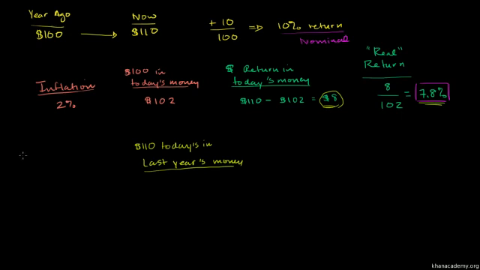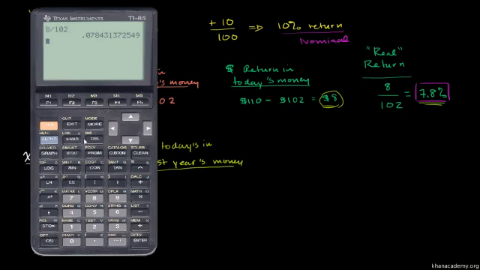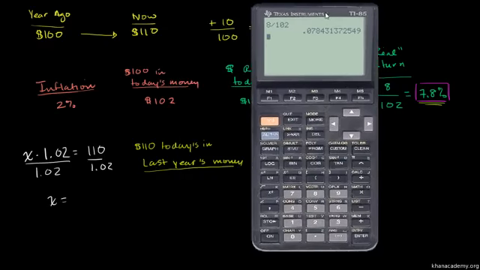There's some amount of money, and let's call that x, that if we multiply it by the inflation rate, so if we grow it by 2%, that's going to be worth $110 today. Or, to just solve for x, you divide both sides by 1.02, and we get the amount of money that, if you grow it by inflation, had the same purchasing power as $110 today, would be 110 divided by 1.02.